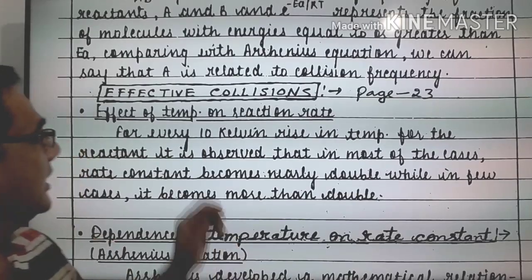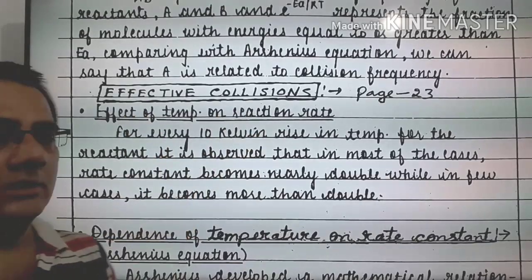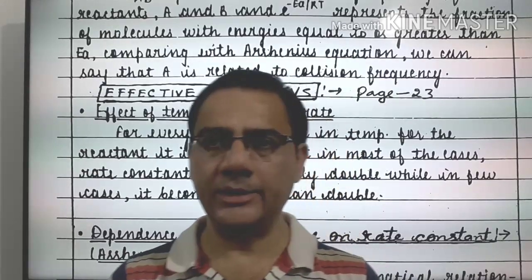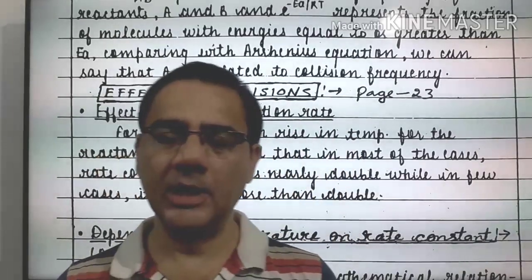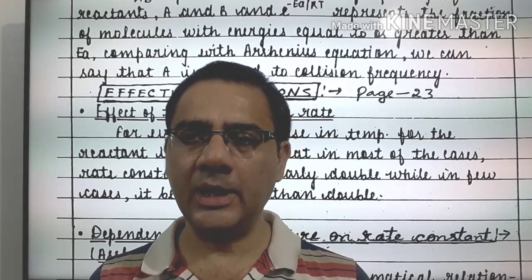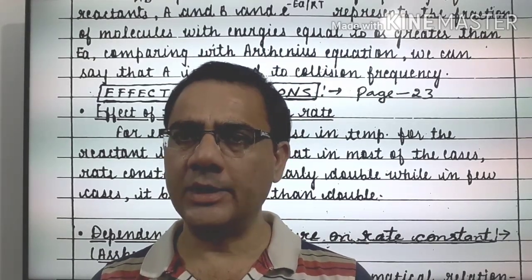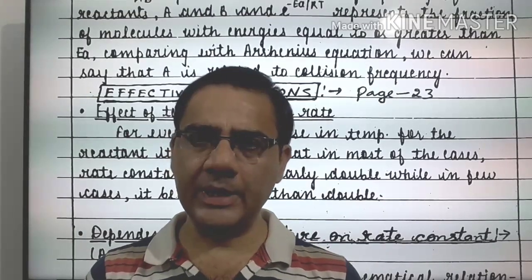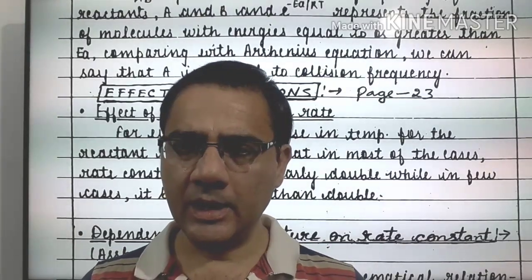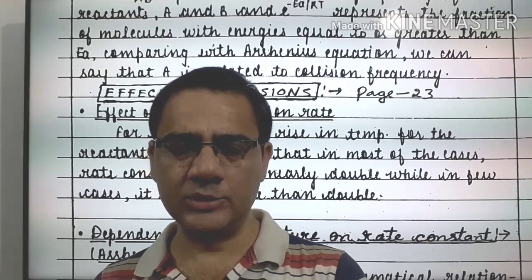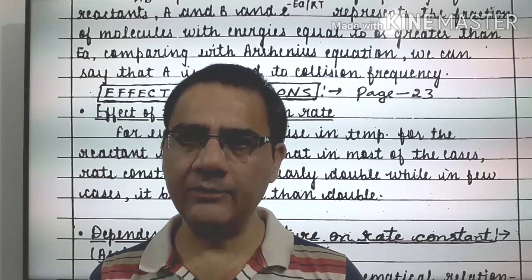Our next topic is effective collisions. What is the meaning of effective collisions? Actually, when the reactants react together and form the product, they react in only one condition, if they collide with each other, and all the collisions are not effective. Those collisions which are responsible for the breaking of the bond of the reactant and for the formation of the product, those types of collisions are called effective collisions.